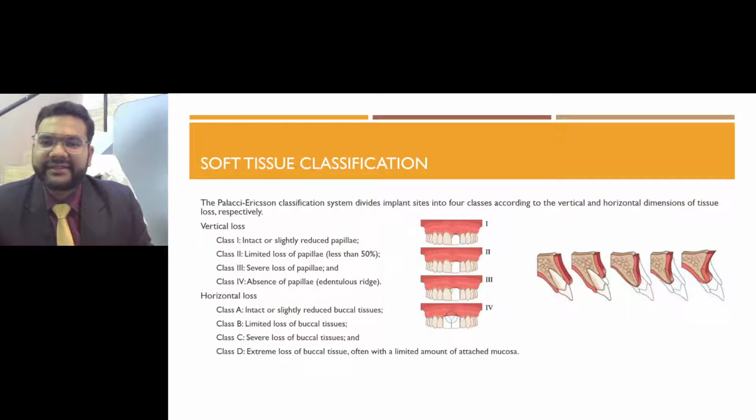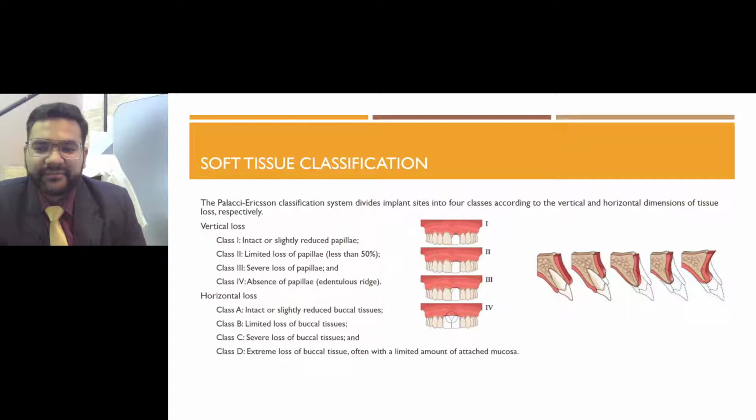Now, Palacci and Ericsson have given a very beautiful classification system which divides the implant site into 4 classes depending on the vertical and horizontal dimension of the tissue. We have a lot of classifications on bone, but this is one of the good classifications on soft tissue, where vertical loss and horizontal loss can be calibrated as class 1 to class 4, class 1 being intact or slightly reduced papillae, and class A in horizontal loss being intact or slightly reduced buccal tissues, and going up to class D, which can be extreme loss of buccal tissue.